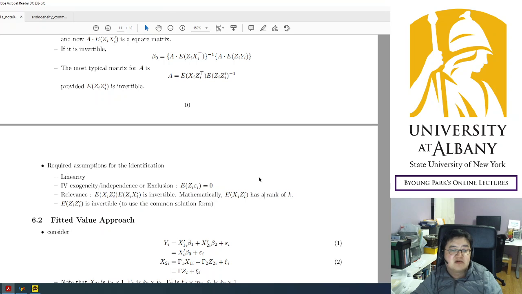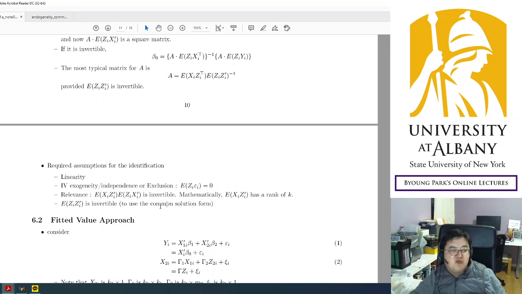So this has a rank of k. And finally, we want to have invertibility. Even if it is not invertible, as long as this is satisfied, you have some kind of assumption, right? Already, instead of multiplying this, you may simply multiply this to here. If you use simple A like this, and if that is invertible, you are good.